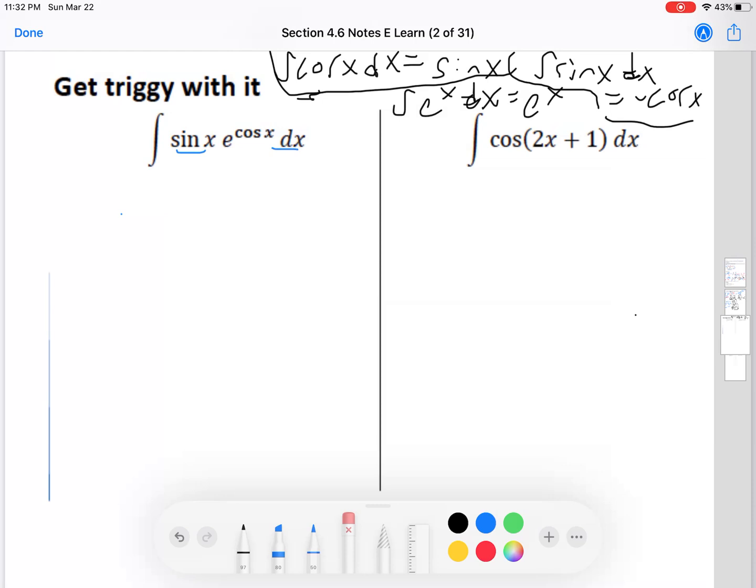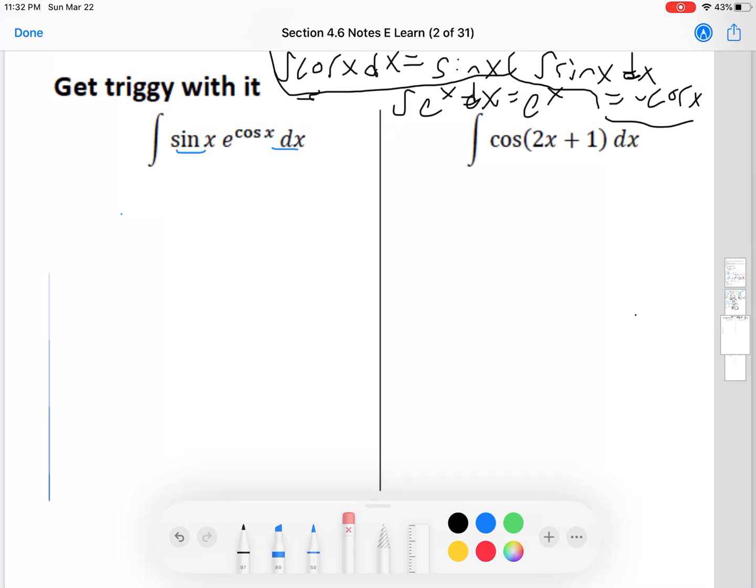The integral of cosine of x is sine of x, because if we take the derivative of sine, we get cosine. The integral of sine of x is negative cosine of x. So if we took the integral of cosine, we get negative sine. Therefore the derivative of negative cosine would be positive sine. And then the integral of e to the x is itself, because the derivative of e to the x is itself.